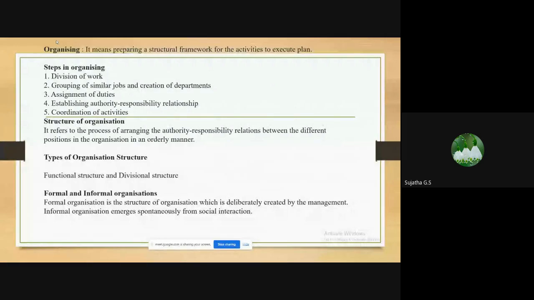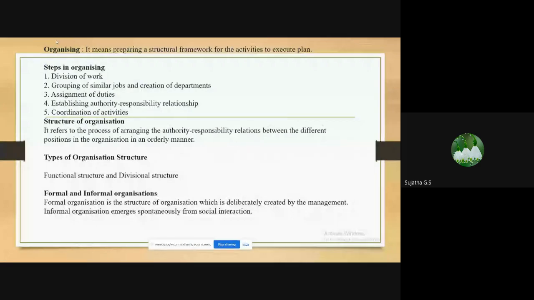The last, coordination of activities. Coordination of the activities of different individuals and departments to achieve the goal of the organization, along with motivation and team spirit among the members. So all these are steps involved in organizing: division of work, grouping of similar jobs and creation of departments, assignment of duties, establishing authority responsibility relationship, then coordination of activities.